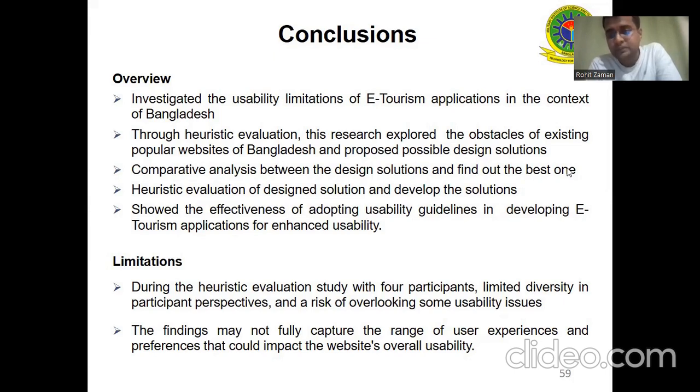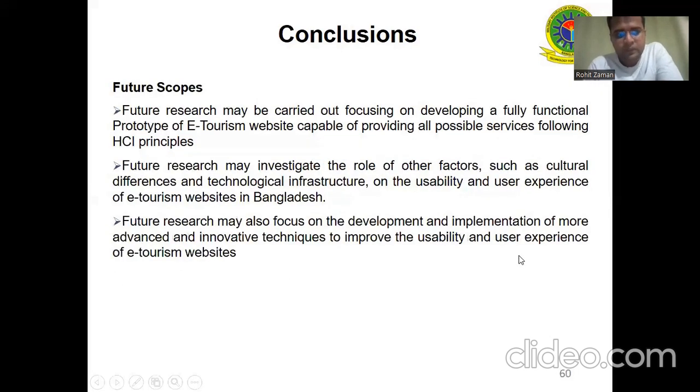So here are some limitations. During the heuristic evaluation, we involved 4 participants, but we could use more participants for better results, and the findings may not fully capture the range of user experience and preference that could impact the website's overall usability. And what is the future scope, what will we do in future research?